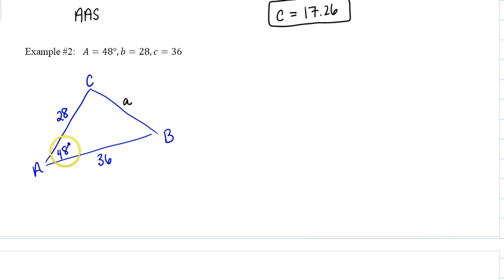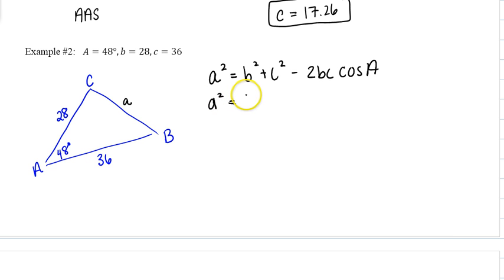So I'm going to use law of cosines. And they're giving me angle A, so the formula I'm going to use is A squared, because I know that I'm going to need to do cosine of my angle. So B squared plus C squared minus 2BC cosine of A. So I'm just going to fill things in. So a squared equals 28 squared plus 36 squared minus 2 times 28 times 36 times the cosine of 48.